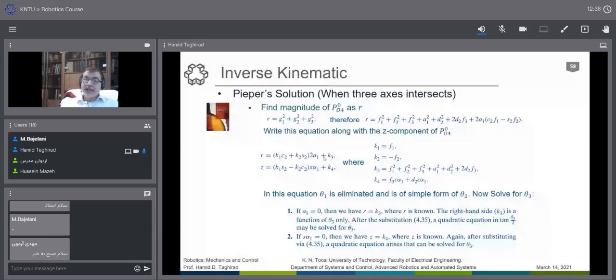Now here we can eliminate theta 1 quite easily, especially from the Z2, from the second equation here. Different cases are available here.